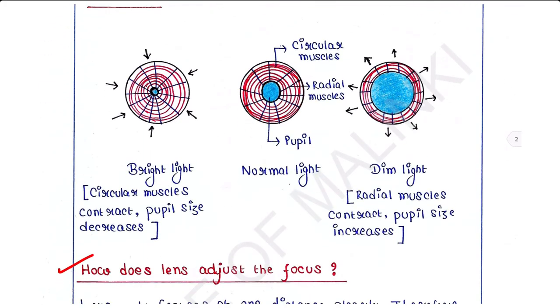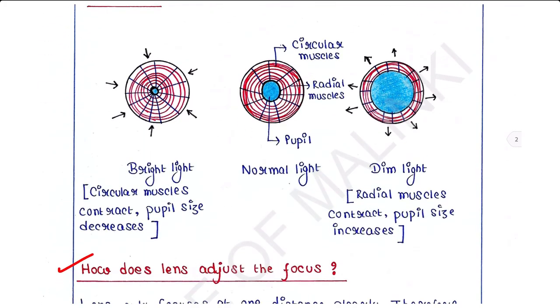So let's see this picture. Now the iris contains two types of smooth muscles. One is circular muscles. These muscles are present in the circular form, and the other is radial muscles. These are the radial muscles. Circular muscles are circular and radial muscles are rod-like structures. These two types of muscles are present in the iris.